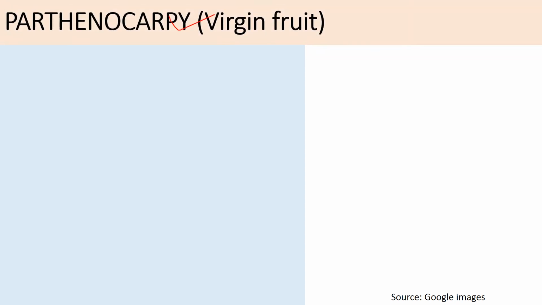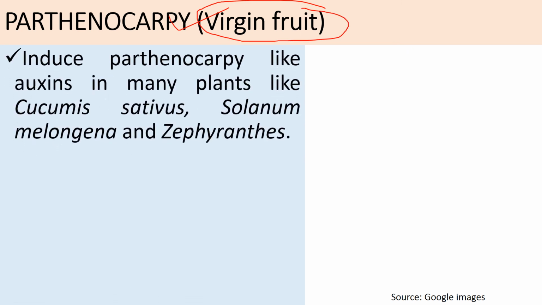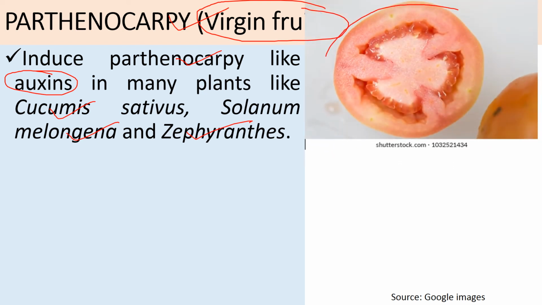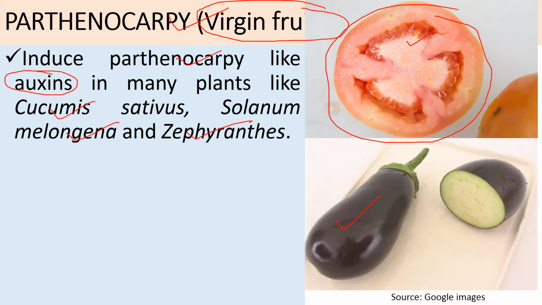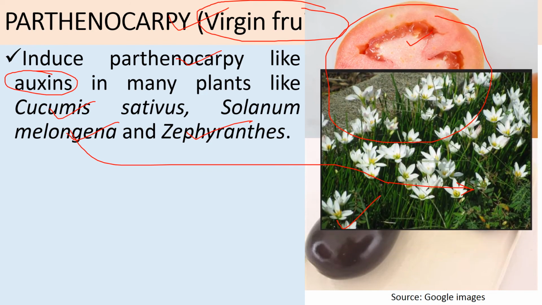Next is parthenocarpy. Partheno means virgin, carpy means fruit, producing fruits which are seedless. GA is known to induce parthenocarpy just like to that of Auxin in many plants like Cucumis sativus, Solanum melongena, and Zephyranthes. So this is the tomato fruit which is without seeds. So this type of fruit which is without seed is known as parthenocarpic fruit. This is brinjal, that is Solanum melongena, which is again without seeds. So this GA is known to produce parthenocarpic fruits, and this is the plant of Zephyranthes, which is a ornamental plant.